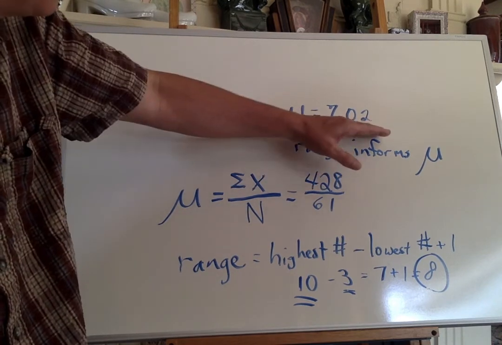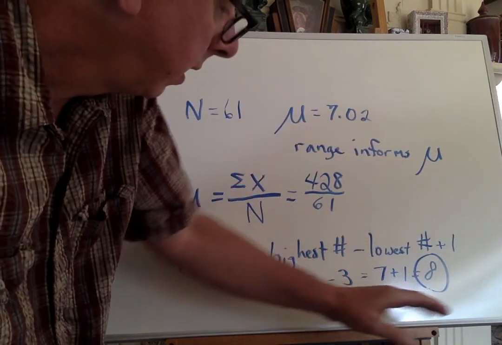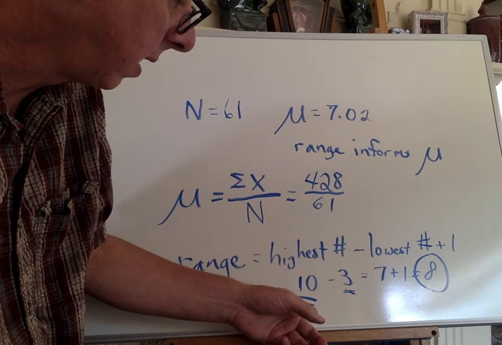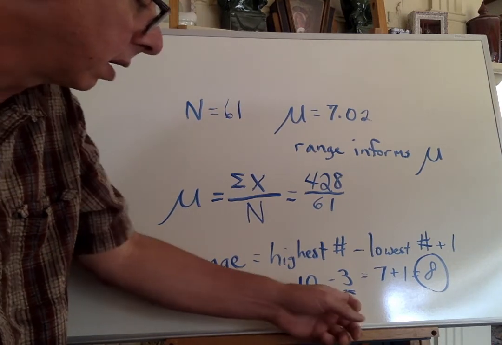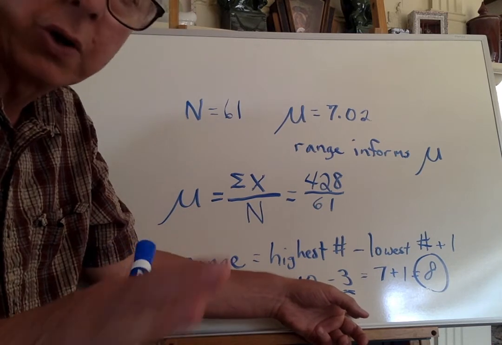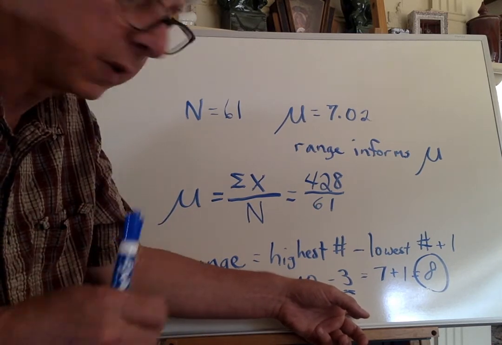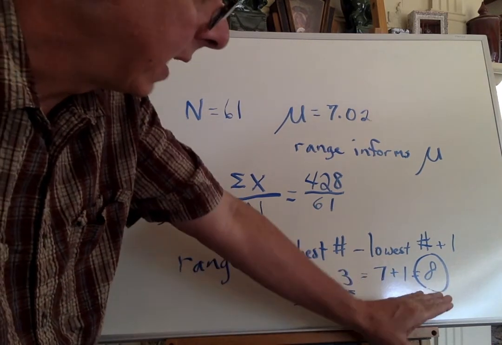61 people. This is our mean. The highest happiness anybody reported was 10. The lowest was 2. There were no 2s and 1s. That's a good thing. The range was 8.